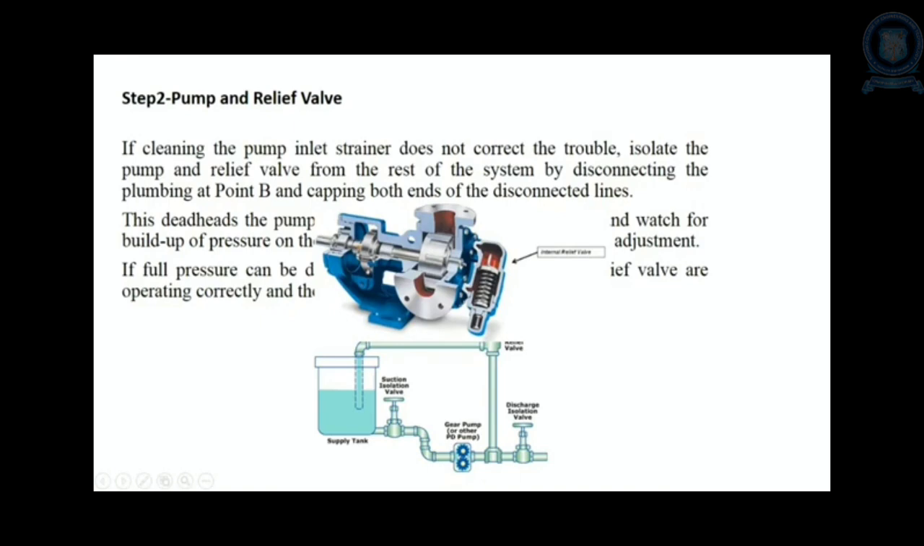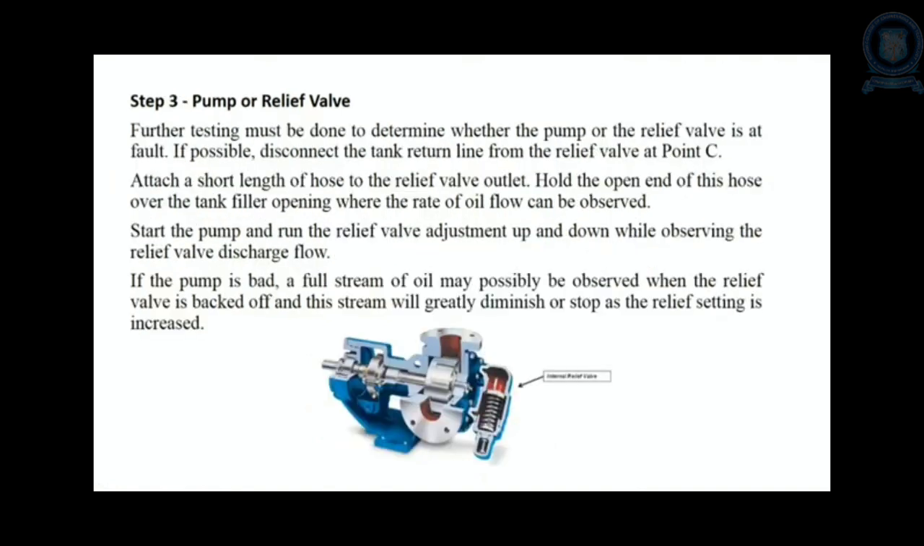If cleaning the pump inlet strainer does not correct the trouble, isolate the pump and pressure relief valve from the rest of the system by disconnecting the plumbing at point B and capping both ends of the disconnected lines. The third cause is the pump and relief valve. Further testing must be done to determine whether the pump or relief valve is at fault.